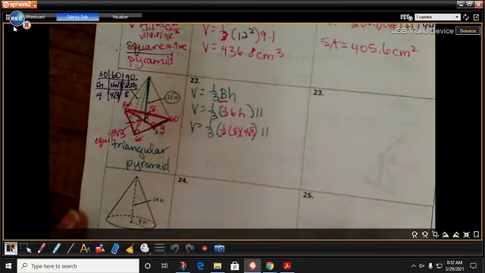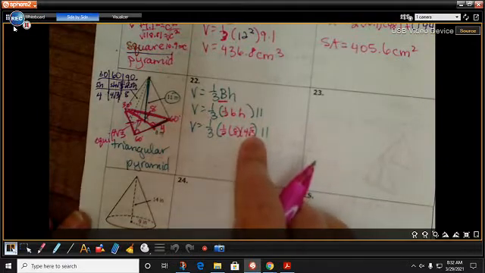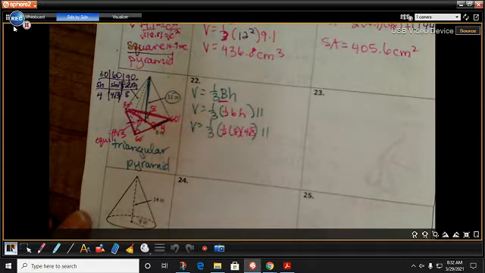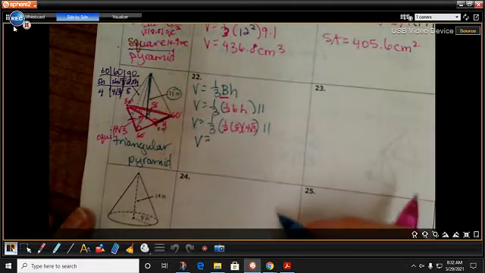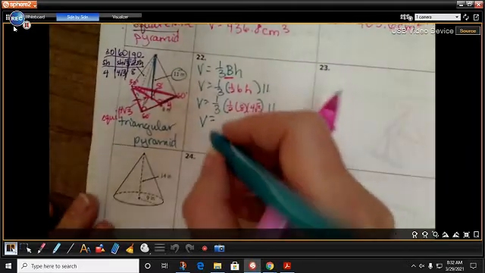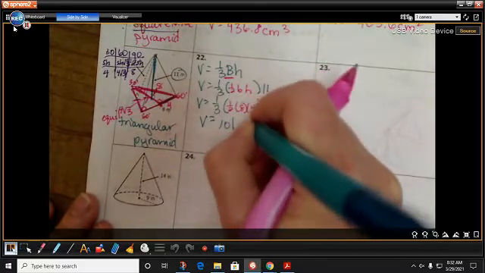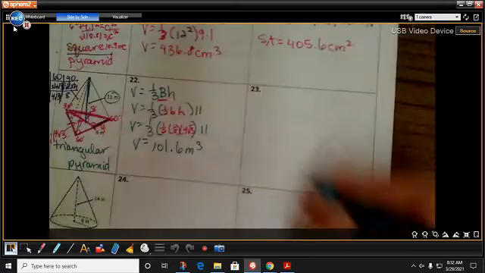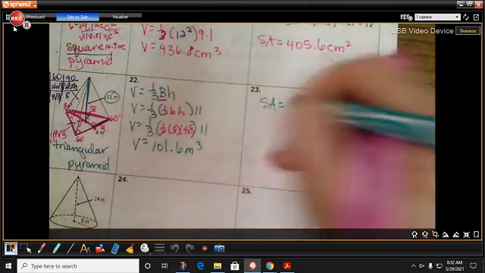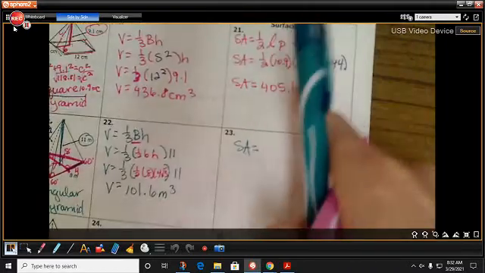And I'm not going to even bother figuring it out because my calculator can do that decimal when it multiplies everything in here. And so my volume then comes out to be something like 101.6 cubic meters.